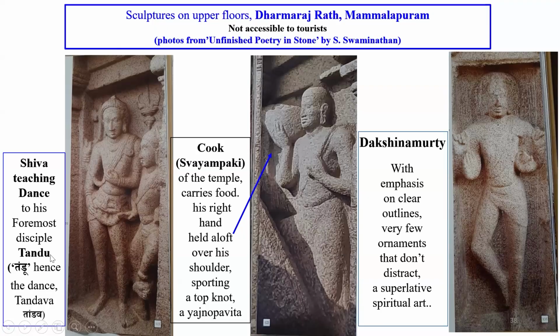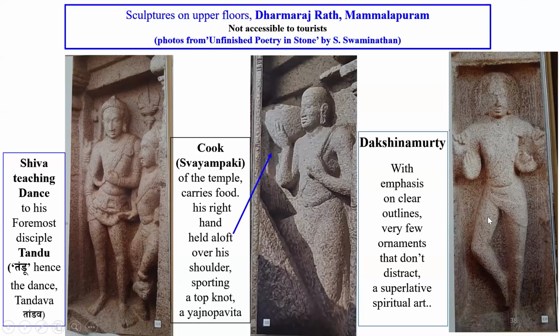And what is even more interesting is that this is Tandu, that is Shiva's foremost disciple, and Shiva is teaching him dance, and that is why it is called Tandava. So very simple. How would you know this was Shiva? No crescent moon, nothing. But he has that Trishula to signify that is Shiva, and he is learning the steps from Shiva. Similarly, there are many other figures also, but one of them is the cook. And this is still how the current priests carry the prasada that they cook themselves. They carry it on their right shoulder, supported by right hand. He is wearing a yajna pavitra.